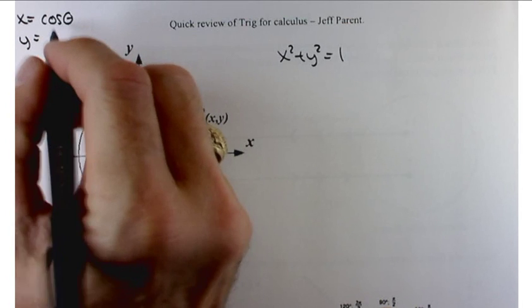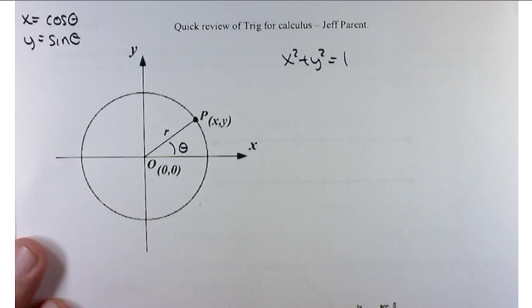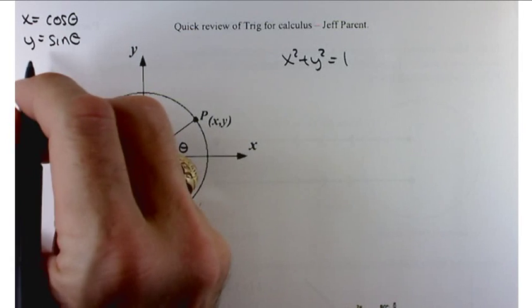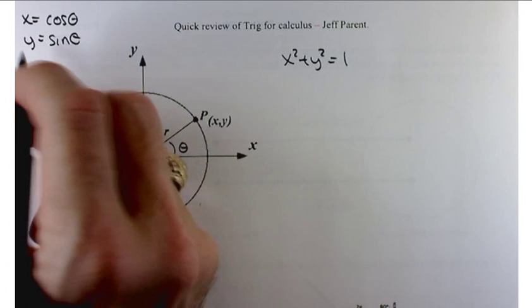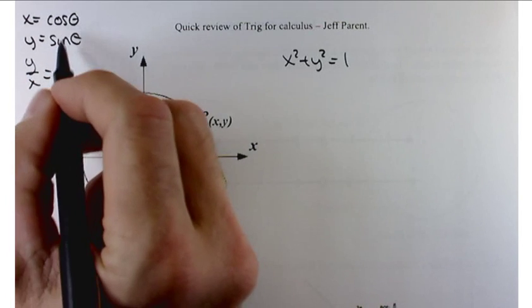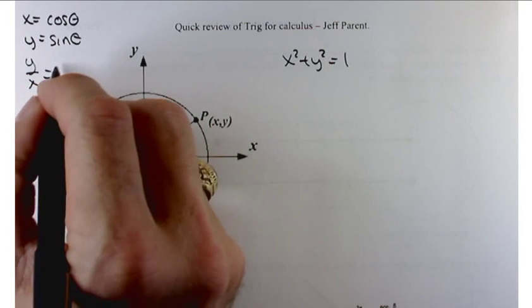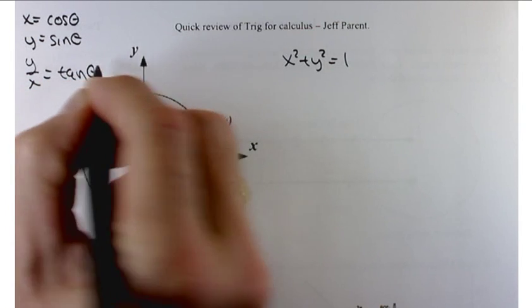Y equals the sine of theta, and the ratio of these two, when I look at y over x, is really sine over cosine, and sine over cosine is tangent. Tangent of theta.